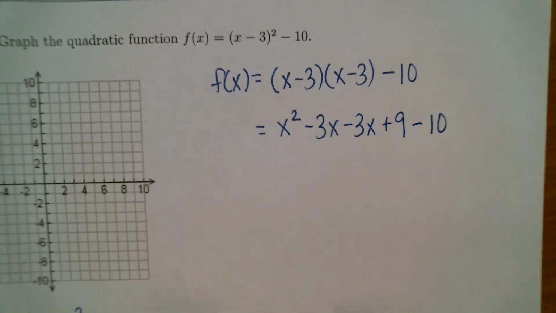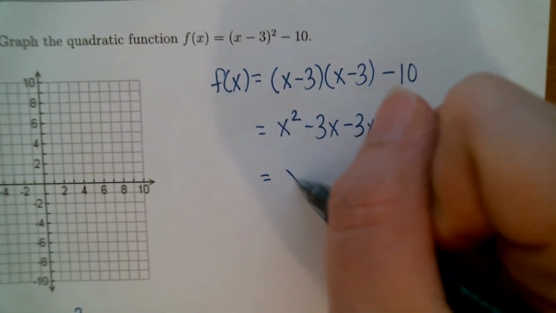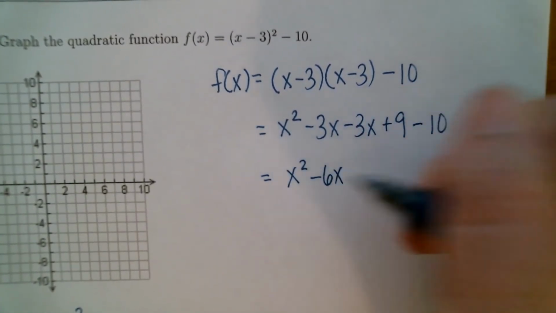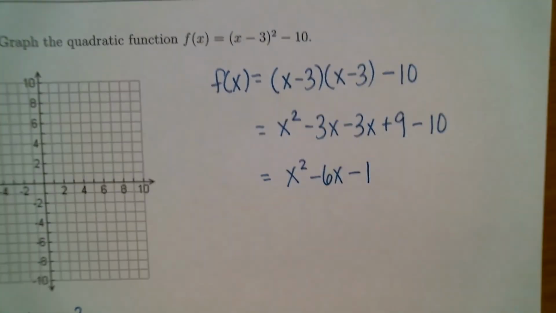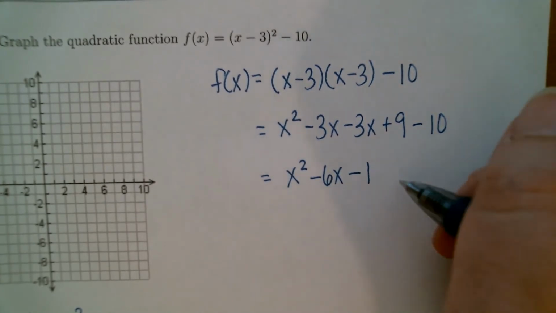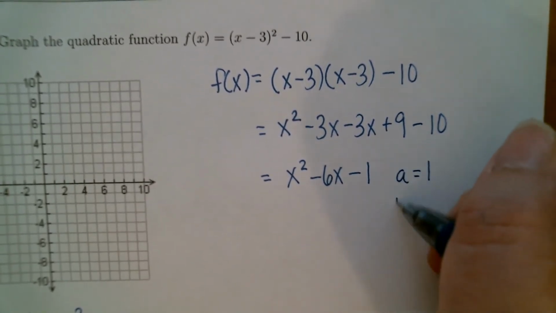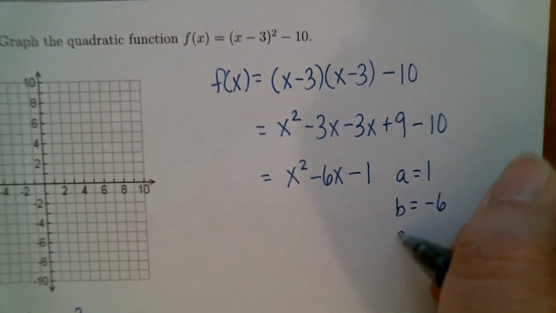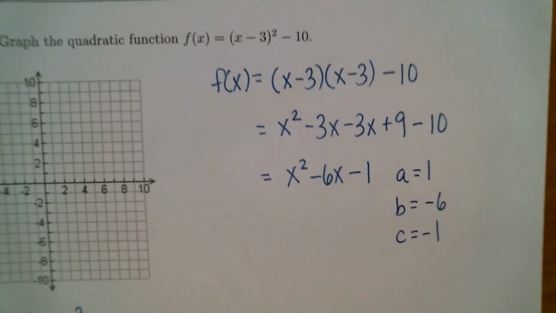Okay, so if you combine like terms, your function is x squared minus 6x minus 1. Okay, now it's written as ax squared plus bx plus c. So your a value is 1, the number in front of x is 6, and the constant is negative 1. Okay, so that's the correct way to make the identifications.